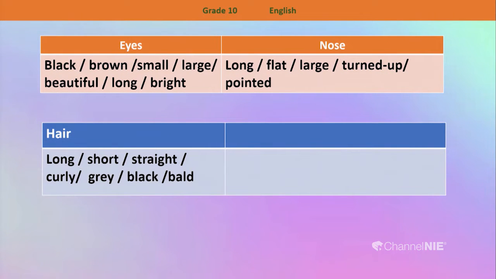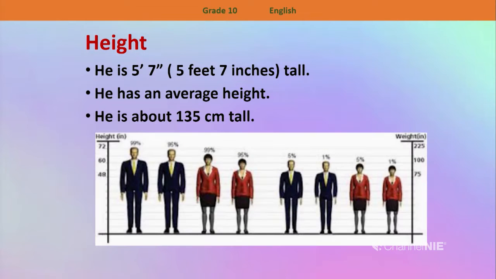Now the eyes. Yes, there are different shapes and colors. Black eyes, brown eyes, small eyes, large, beautiful eyes, long eyes, bright eyes. If we look at hair, long hair, short hair, straight hair, curly hair, grey hair, black hair, bald-headed. Right. And the nose. Some have long noses, some have flat noses, some have turned up noses, pointed noses, and some have crooked noses like mine. All right. Now let us take them one by one.